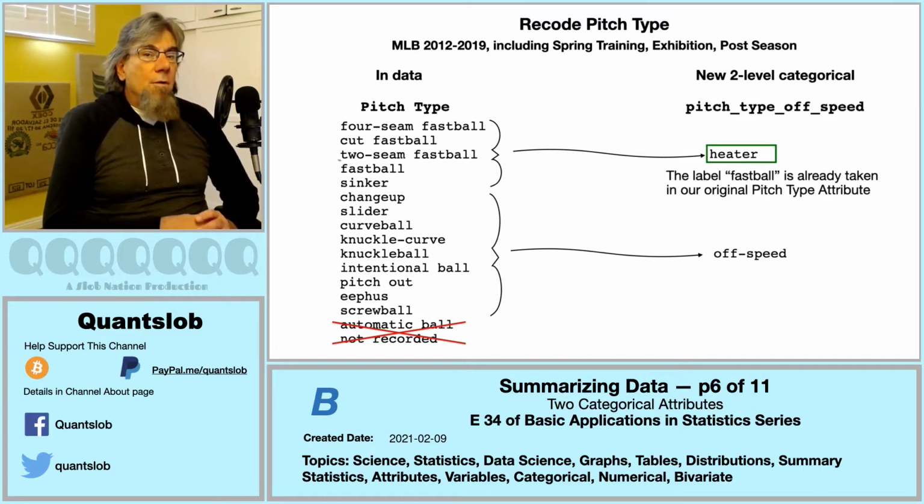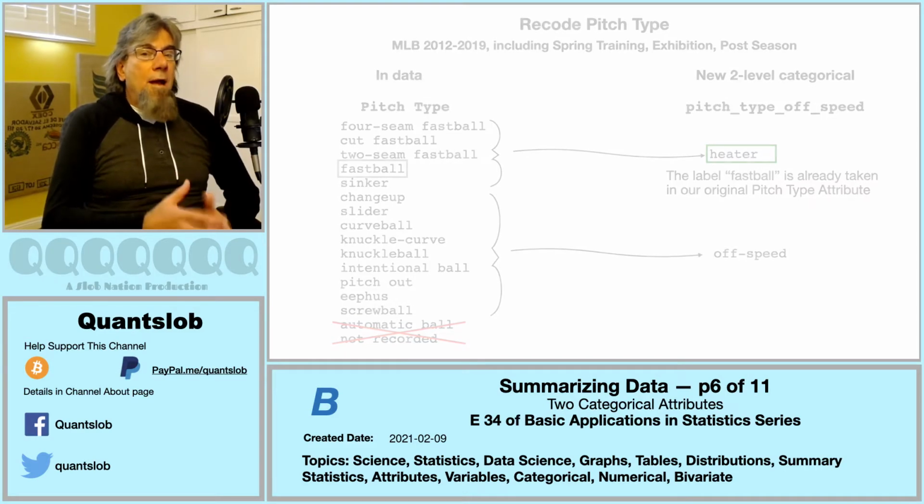Heater, for aficionados, you'll already know this, is baseball slang for fastball. Now, we could simply label this new category fastball, but I think it is very bad practice to have the same label used more than once in the same data set. The label fastball, you can see here, is already taken in our original pitch type attribute.